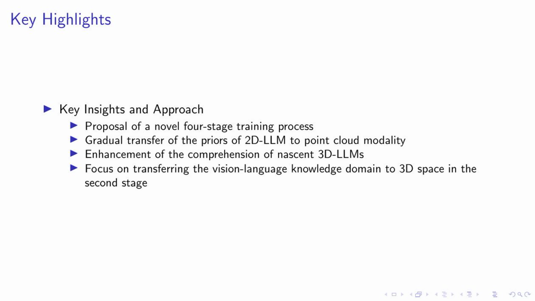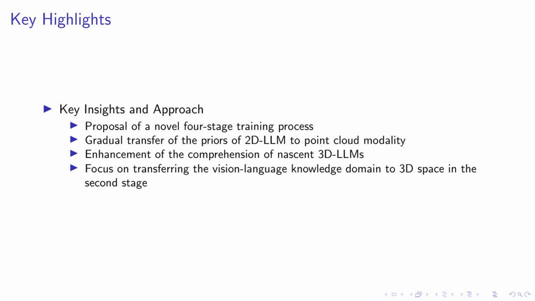Key highlights. Key insights and approach. Our novel 4-stage training process is designed to gradually transfer the priors of 2D LLM to point cloud modality, enhancing the comprehension of nascent 3D LLMs. In the first stage, we focus on bridging the knowledge gap between the 3D point cloud encoder and 2D LLM modules. This is achieved by training the point cloud projection layer while keeping other modules frozen.